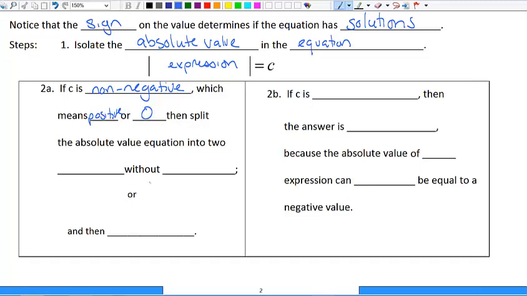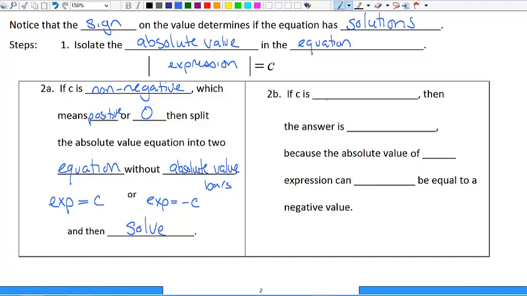Then what I want you to do is split the equation into two equations without the absolute value bars. And they're going to look like this. Either the expression inside the bars equals C, or the expression inside the bars equals negative C, because if the expression equals negative C, when you take the absolute value of negative C, it turns out to be positive C. Lastly, you'll need to solve. So these are the steps to take if C is non-negative.